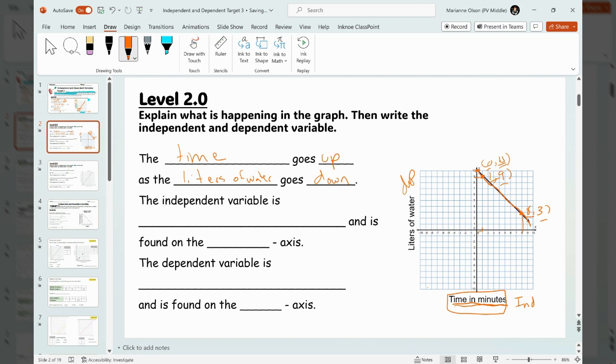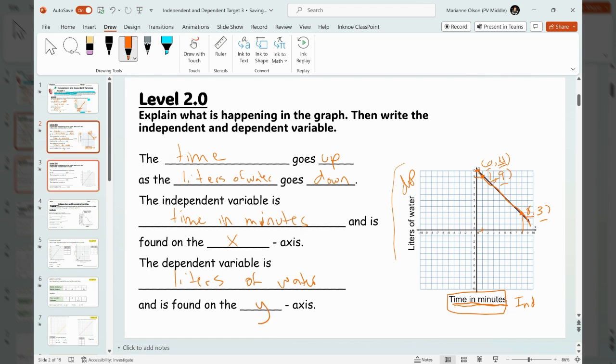So now let's relate it again. We labeled it over here. We just want to put it in word form. The independent variable is time in minutes and is found on the x-axis. The dependent variable is liters of water and is found on the y-axis.